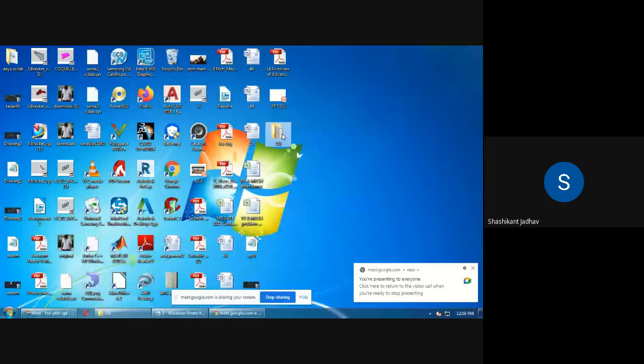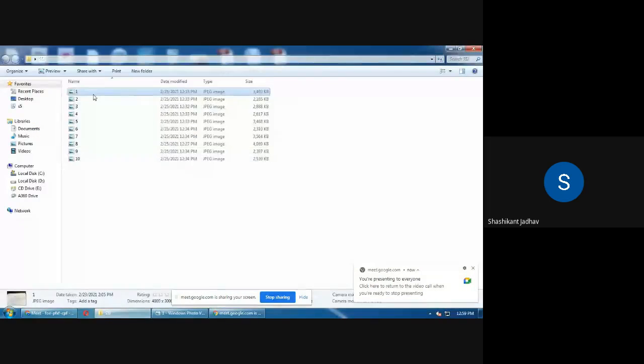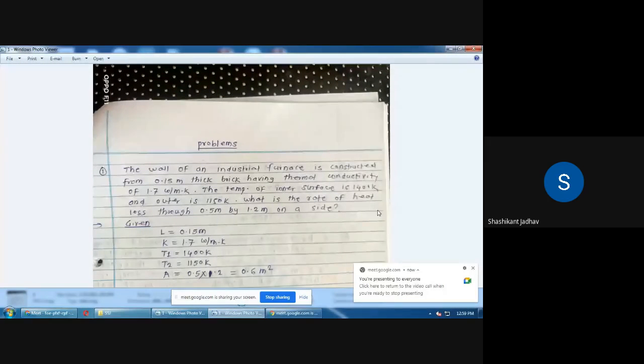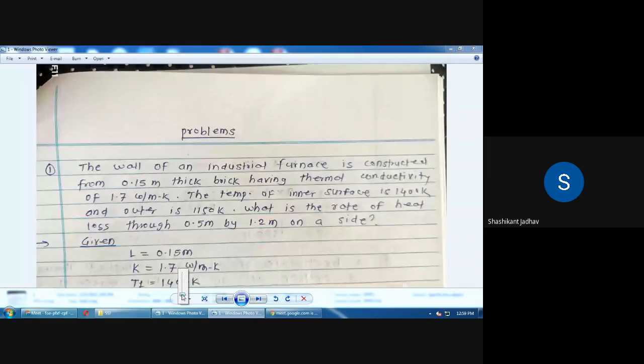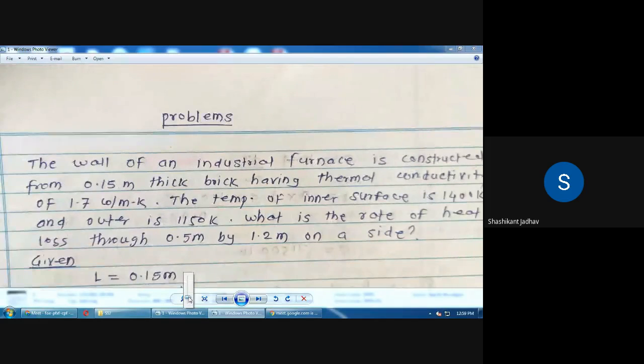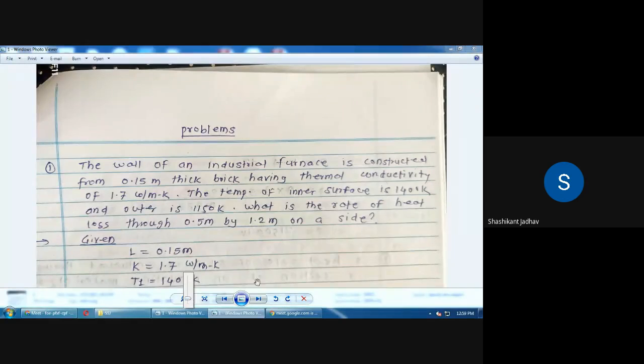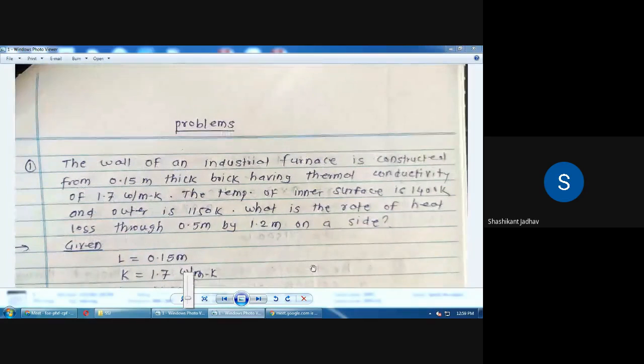Okay, so write down the first problem from the screen.